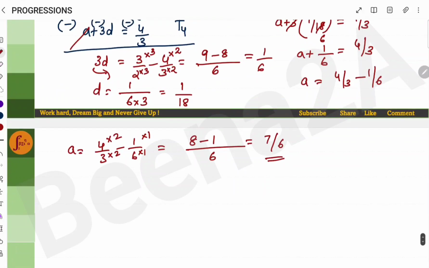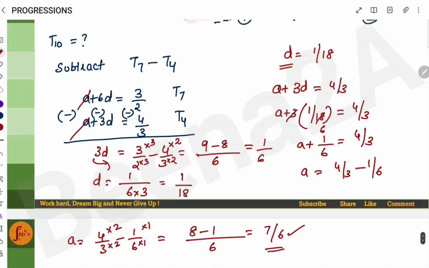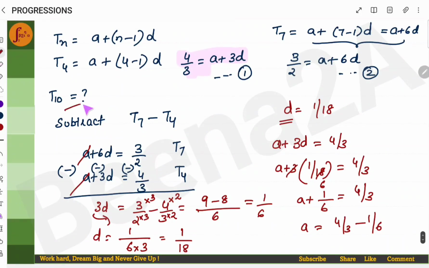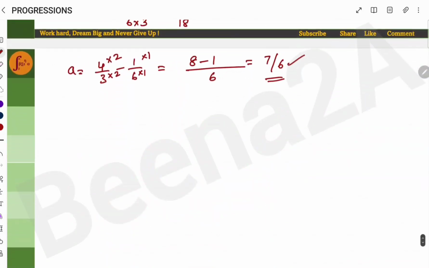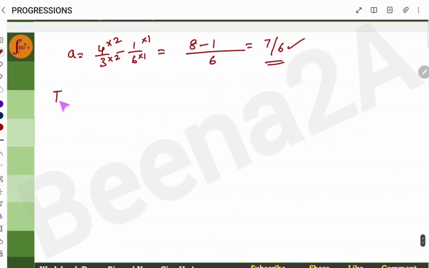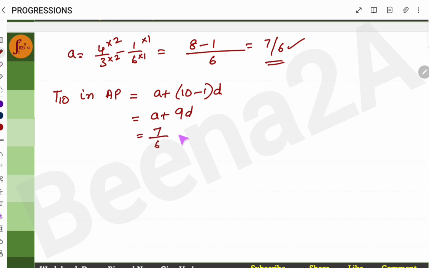Now we know a and d, so we can easily find the 10th term. What is the 10th term? This is an arithmetic progression. Remember, T10 in arithmetic progression would be a plus n, which is 10, into d. So a plus 9d. Now we'll substitute. What is a? a is 7 by 6.